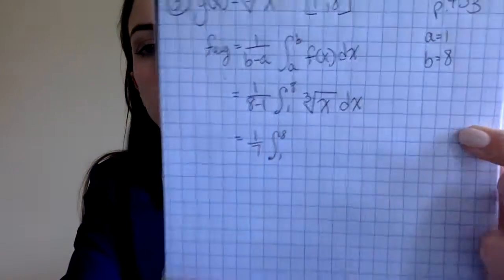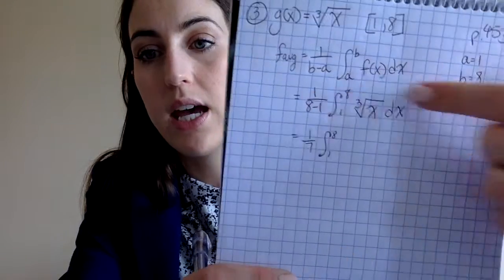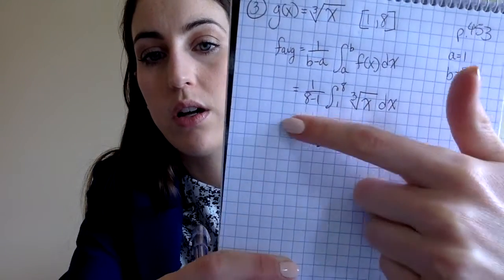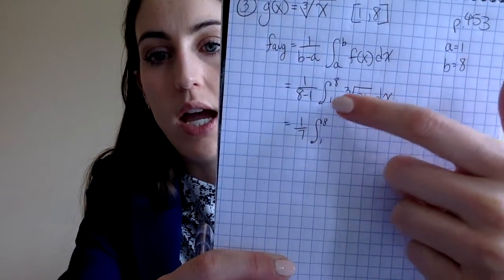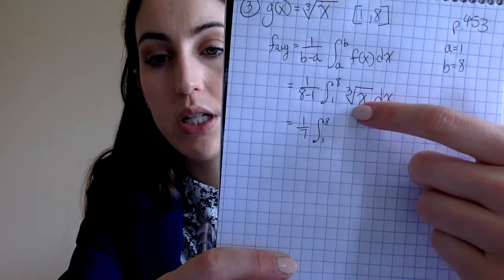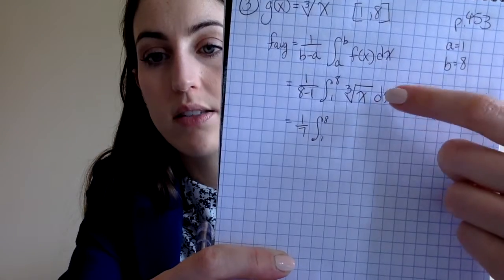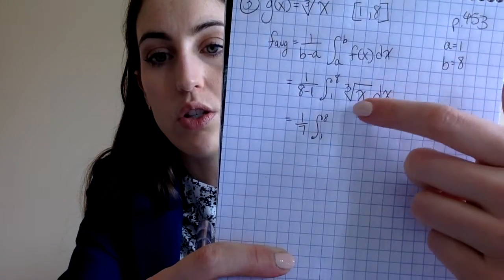Okay, so I've got 1 over b minus a. B is 8, a is 1, 8 minus 1. We've got 1/7 as our next line there. And now I've got my function plugged in there, cube root x, dx. So let's take the antiderivative of that.